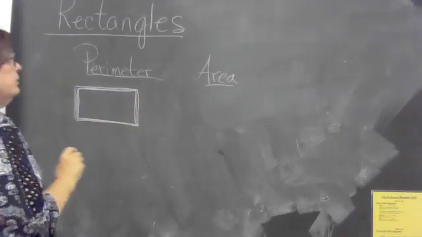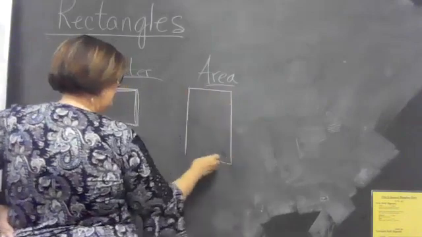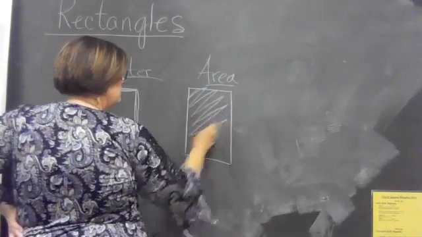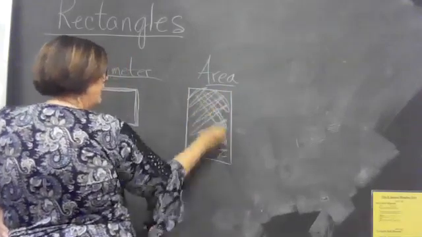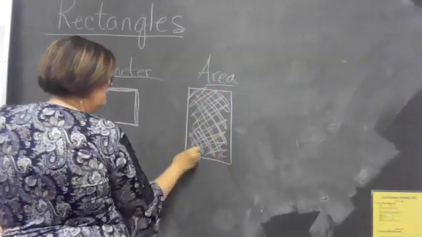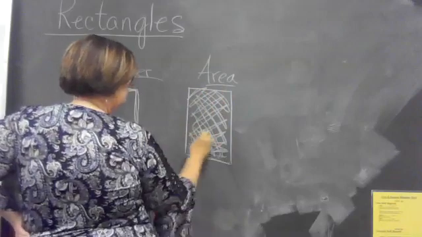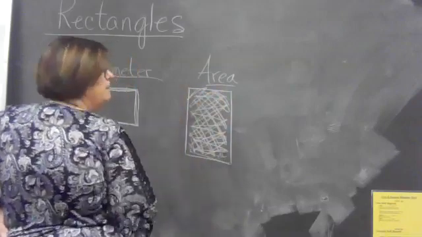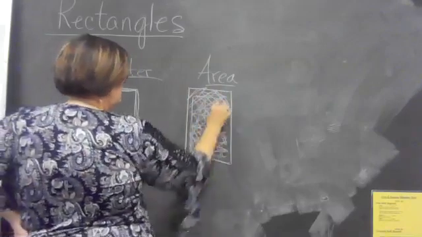Now today, what we're going to be talking about is any rectangle, but we're going to be finding this part. For instance, grass. How much grass is going to fill this backyard? Or how much carpet you need to buy to carpet this room. Those types of things. We're going to be finding the area.